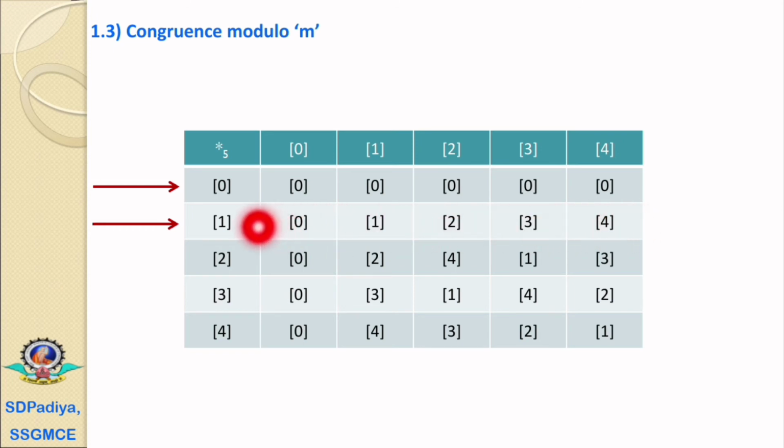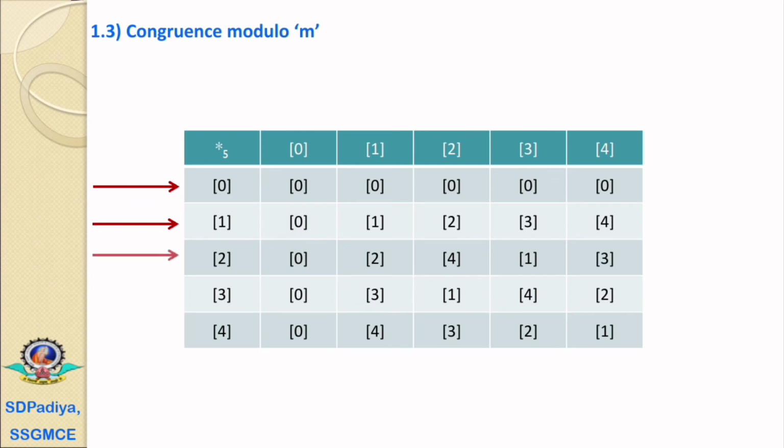When we perform the operation of class 1 with class 0, class 1, class 2, class 3 and class 4, it does not affect the number. That's why, in this, class 1 is the identity element for the multiplication operation.